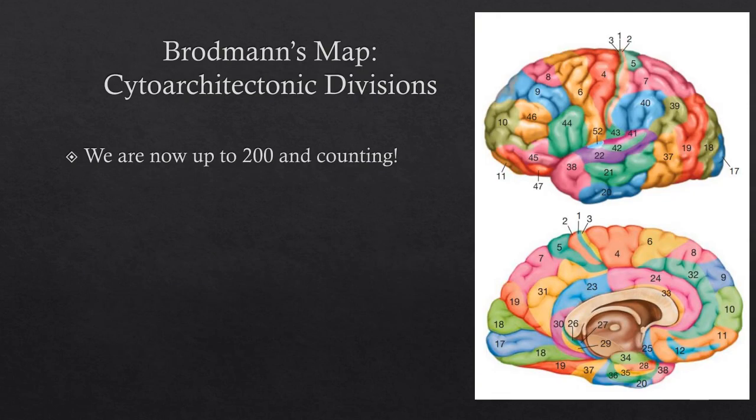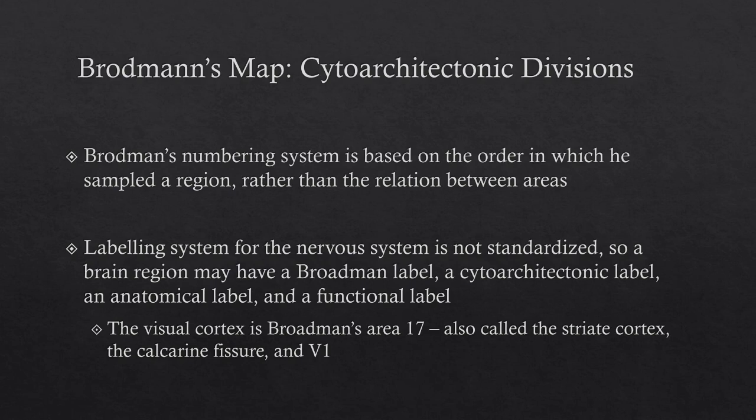Let me just flip back. With vision, we've got 17, 18, 19, right? So these are all visual areas. You've got 1, 2, 3 up here, 4, 5, being the motor cortex and somatosensory cortex, all kind of grouped together. So in some cases the numbering does correspond with similar functions, but in most cases it's not related to similar functions. Really, the labeling of the nervous system is not fully standardized.